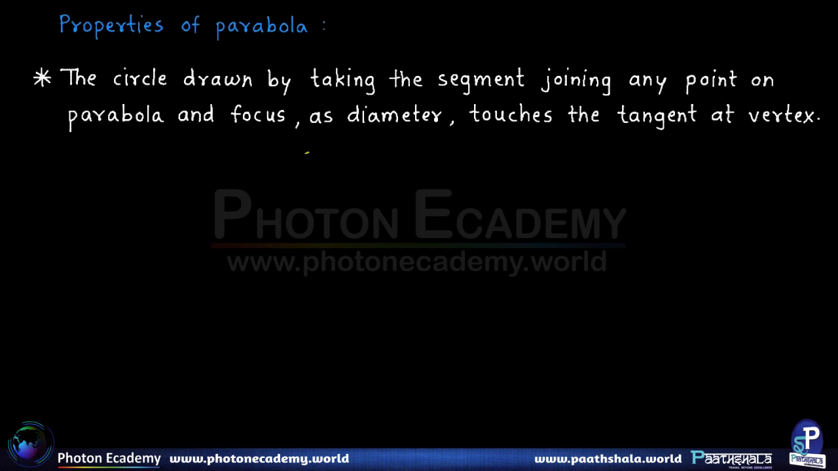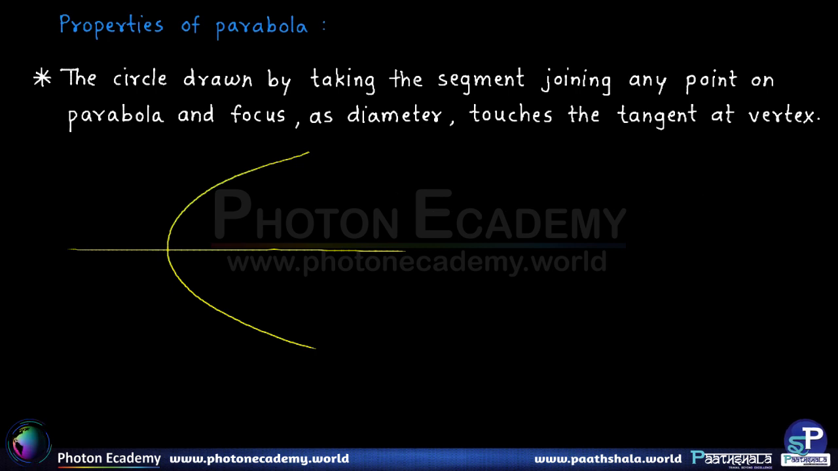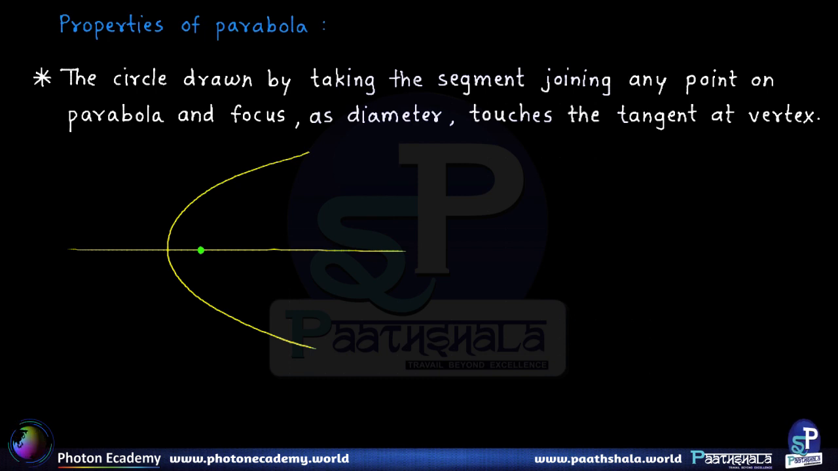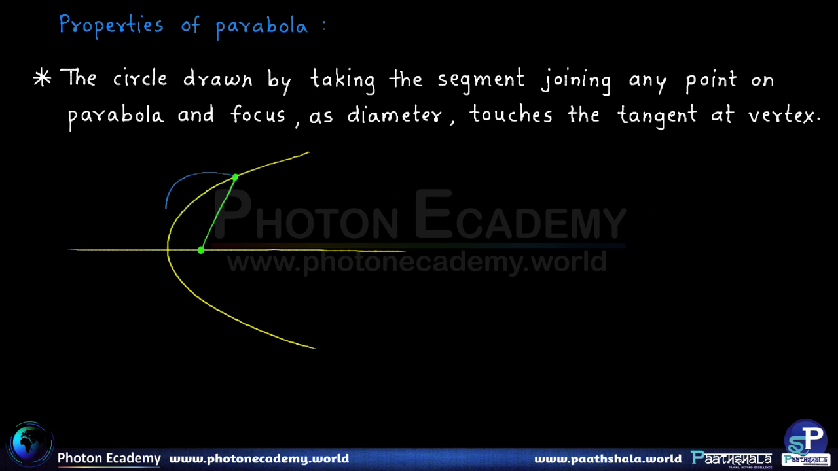Suppose we have a parabola and this is the axis. Let's consider this as the focus, and this is some point on the parabola. Now if we join these 2 points, that is the focus and some point on the parabola, and if we draw a circle by considering this segment as the diameter, then, I'm just drawing it approximately, this circle will touch the tangent at vertex.